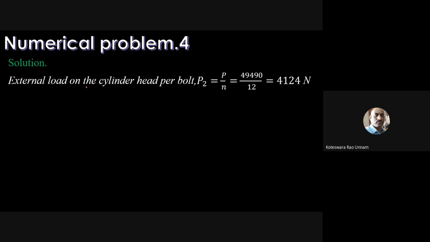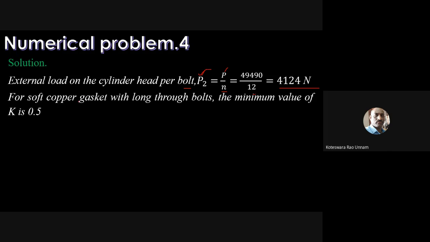Therefore, the external load on the cylinder head per bolt is P divided by N, which we take as P2. That is 49,490 divided by 12, which comes out as 4,124 newtons. So this is the external load on the bolt. Then for a soft copper gasket with long through bolts, the minimum value of K is 0.5. So we'll choose the minimum value.